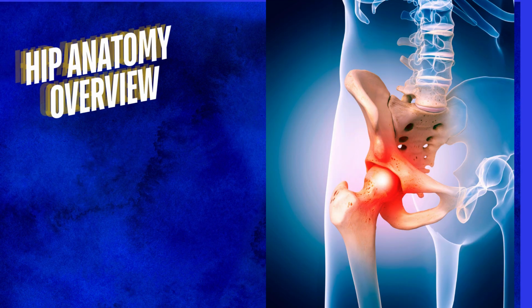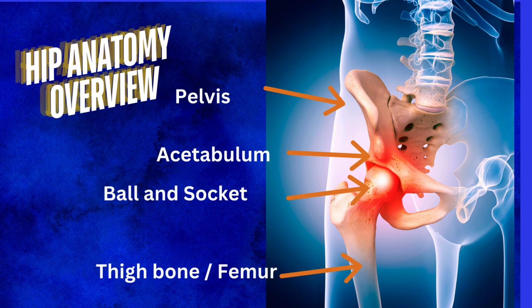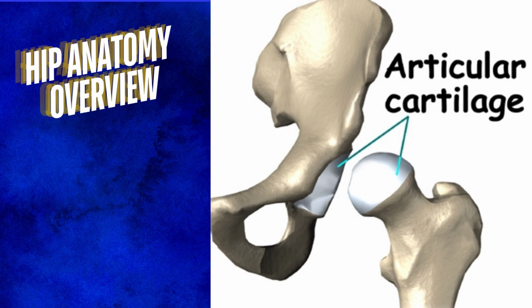Hip anatomy overview: the thigh bone, femur, and the pelvis, acetabulum, join to form the hip joint. The hip joint is a ball and socket. The ball is the head of the femur or thigh bone, and the socket is the cup shaped acetabulum. The joint surface is covered by a smooth articular surface that allows pain free movement in the joint. The cartilage cushions the joint and allows the bones to move on each other with smooth movements.